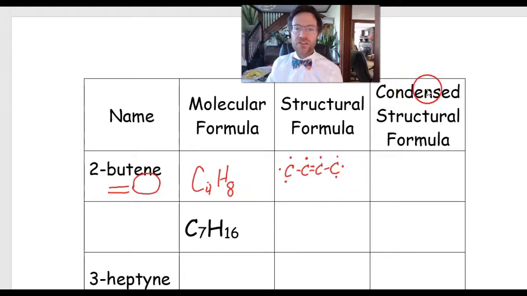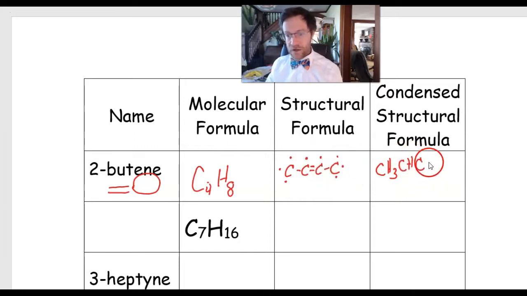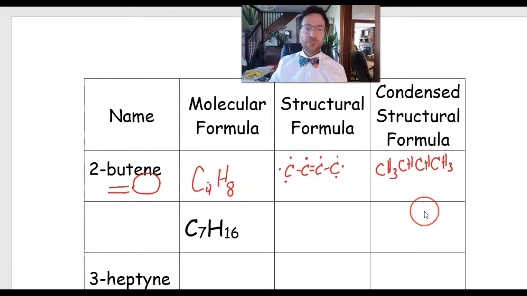And now we're going to do condensed structural. This is what we use more in like sentences and stuff. So here's how we do. First carbon. What's attached to the first carbon? That's it. Second carbon. What's attached to it? 1 hydrogen. Third carbon. What's attached to your third carbon? 1 hydrogen. Fourth carbon. What's attached to that? 3 hydrogens. Boom. Done. That's it.